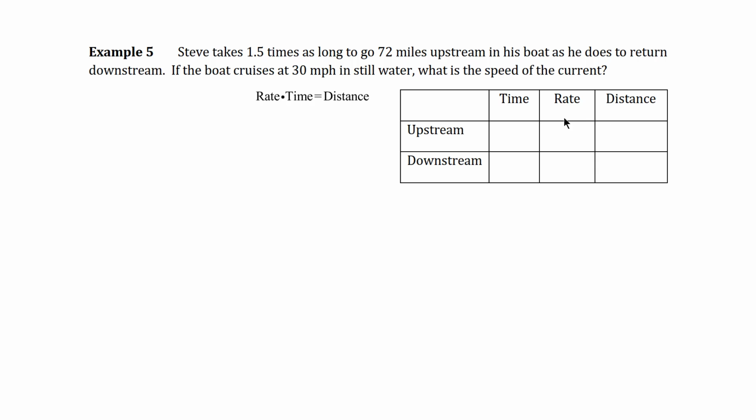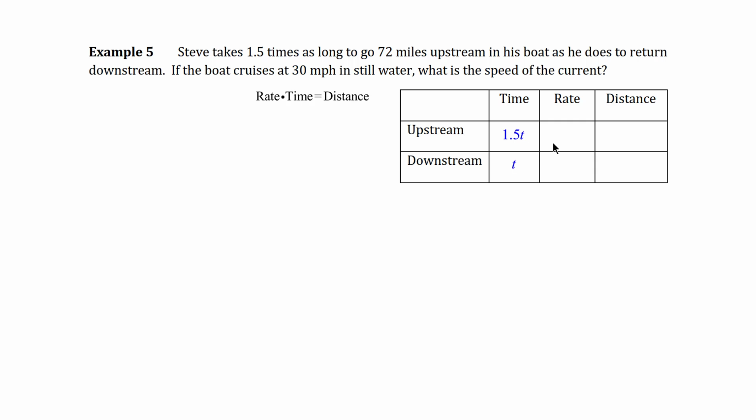We know that it takes 1.5 times as long to go upstream than it does for Steve to go downstream. Because the problem didn't state how long it takes for Steve to go downstream, we're going to represent this time using the variable t. This means that the time going upstream will be 1.5t.